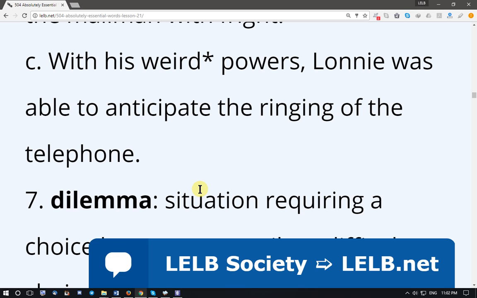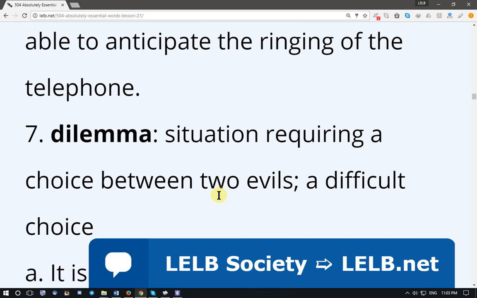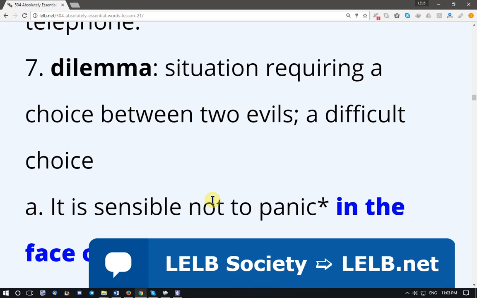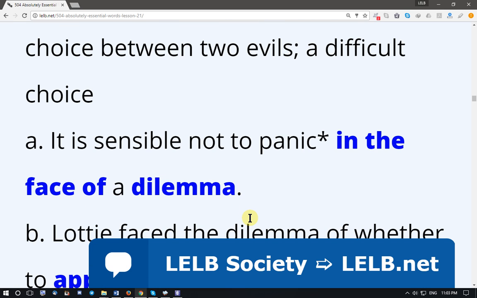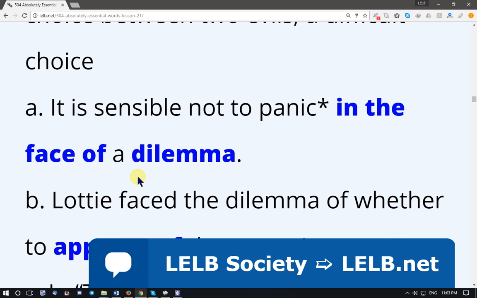Dilemma is the British pronunciation. Situation requiring a choice between two evils, a difficult choice. Predicament and a decisive decision that must be made. It is sensible not to panic in the face of dilemma. Let me see, crisis management, managing crises. You know, critical situations, you need to develop some techniques and skills to manage and overcome your stress, for example. Not to panic in the face of or in front of dilemmas or a dilemma.